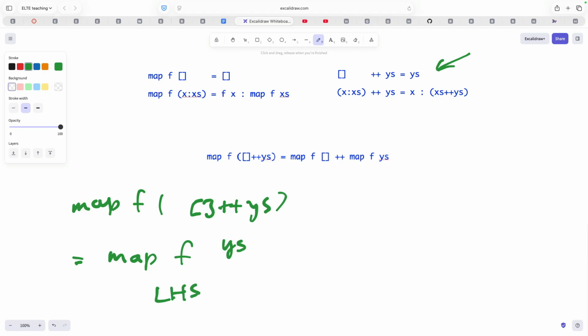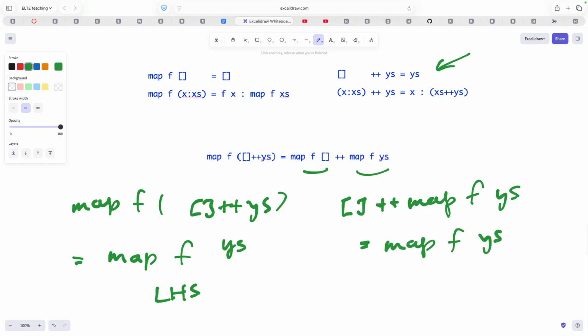What about the right-hand side? Well, what we have there is map f on the empty list plus map f y's. But map f on the empty list is the empty list. So that is the empty list plus map f y's, which by the first clause for plus is the same as map f y's. So the left-hand side and the right-hand side are both equal to map f y's. So we have proved the first goal.